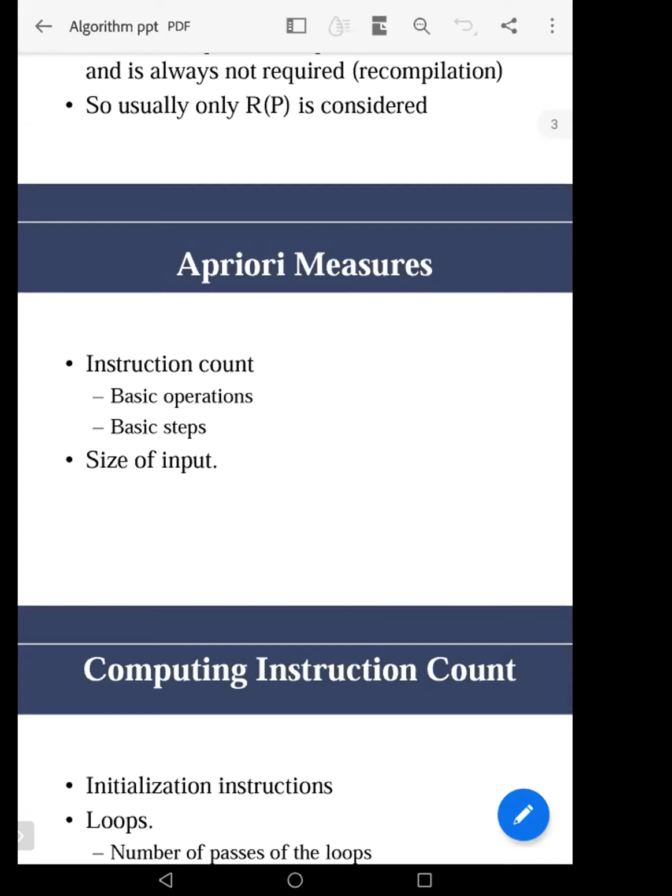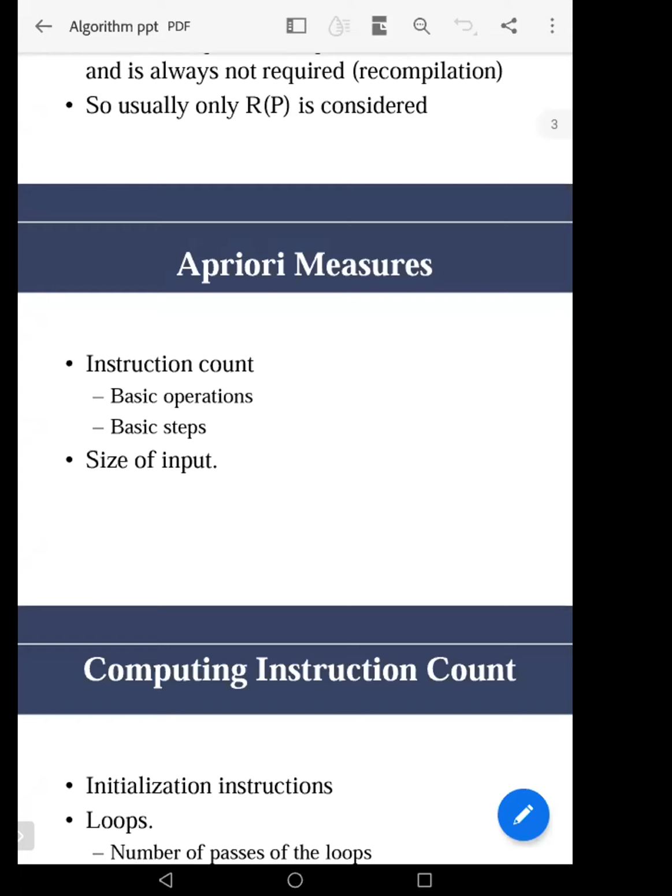Suppose it is a linear sequential search. Suppose A is an array and X is the search element, the element to be searched. Which operation is said to be the basic operation? That is A[i] equal to X. If there is a loop for i equal to 0, i less than n, i plus plus, and then within the loop a comparison statement, if A[i] is equal to X, that is called the basic operation.